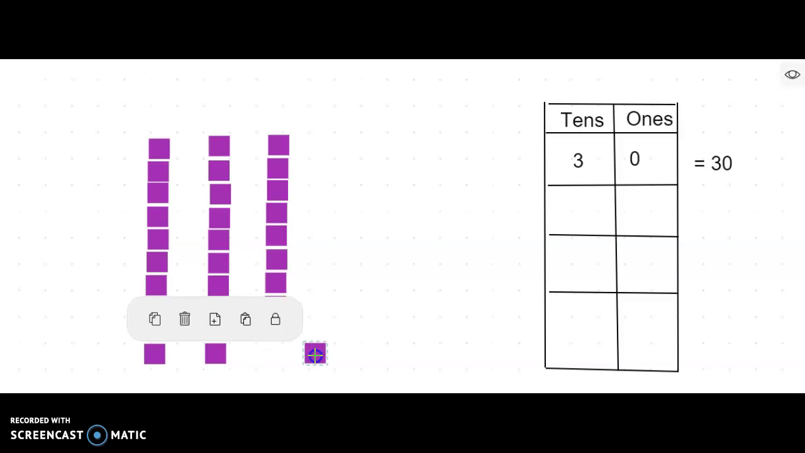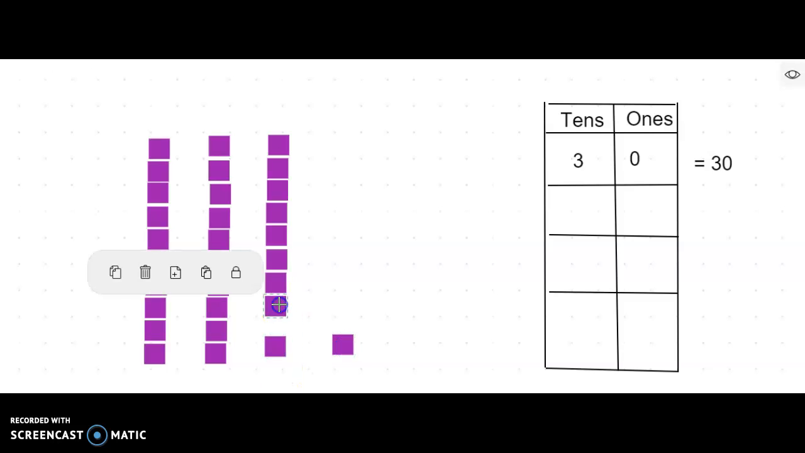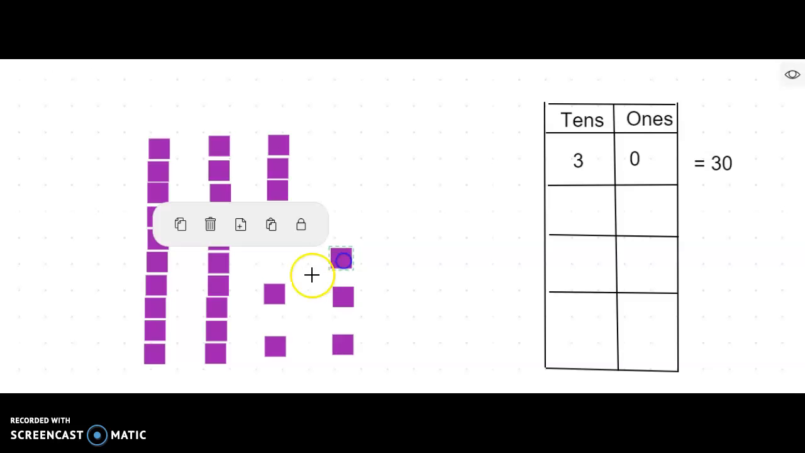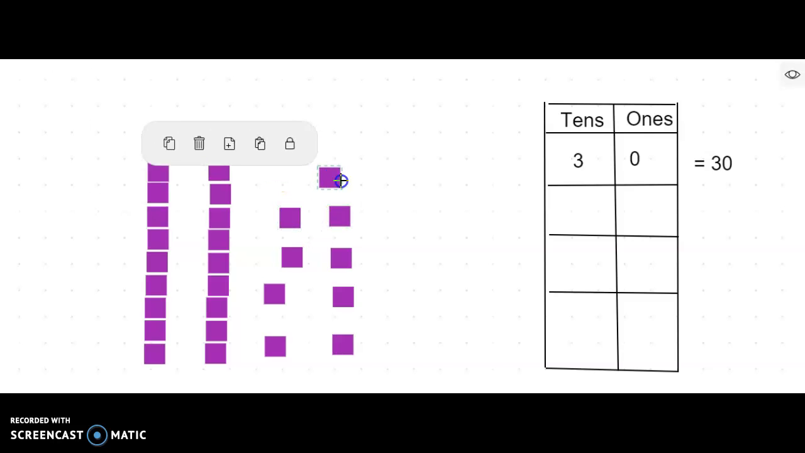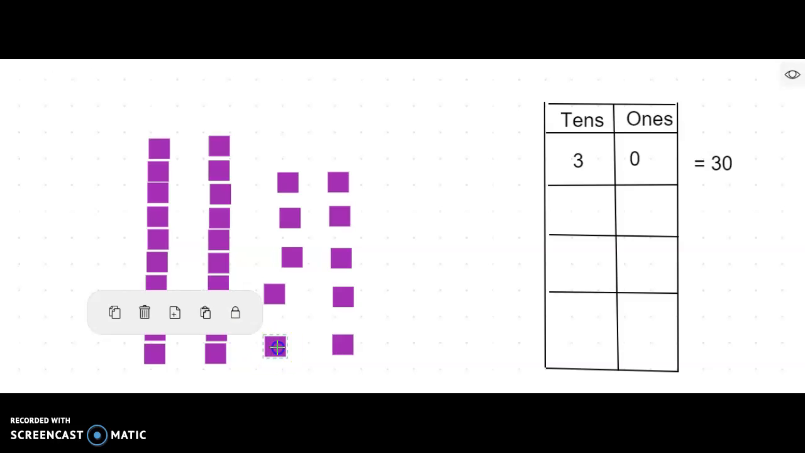Ready? 1, 2, 3, 4, 5, 6, 7, 8, 9, 10. So I had this group of 10 and I completely took it apart and made it into loose ones.